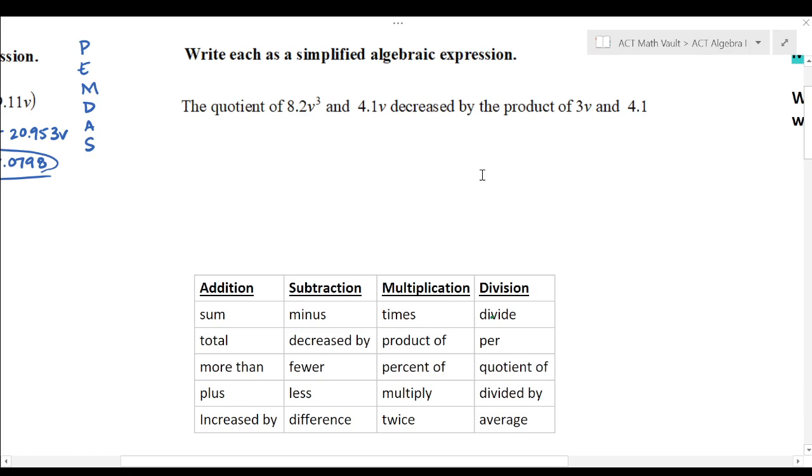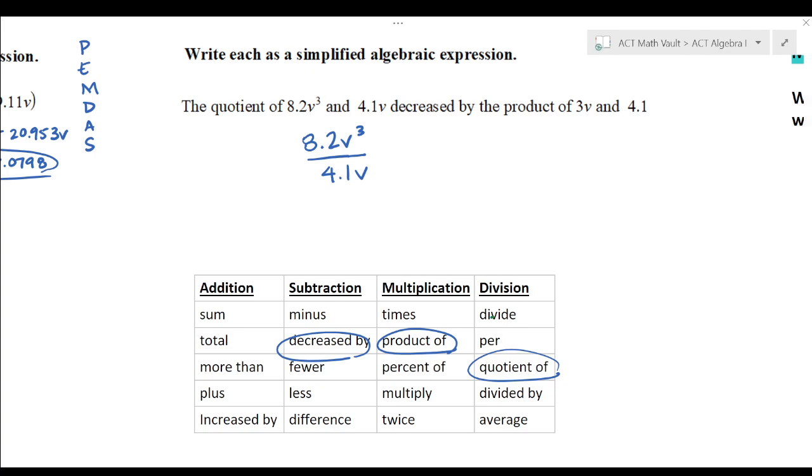Okay, so I tried to pick keywords that were down here. Quotient of means division. Decreased by, that is subtraction, and then product of would be multiplication. So the question is, how do you put all these together, with these three different operations going on? Firstly, I see the quotient of these two. So I'm going to do 8.2v cubed divided by 4.1v. I'm going to use that bar to show it as a fraction so that I can simplify that down to a different term. Decreased by means that you literally just drop a minus sign. Decreased by truly just translates to that.